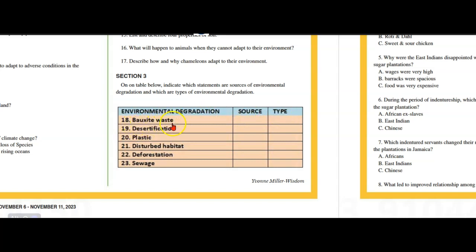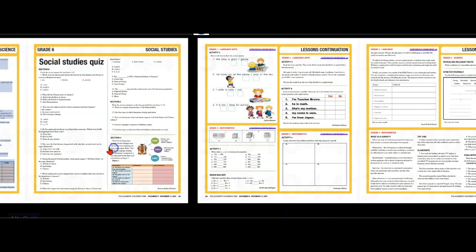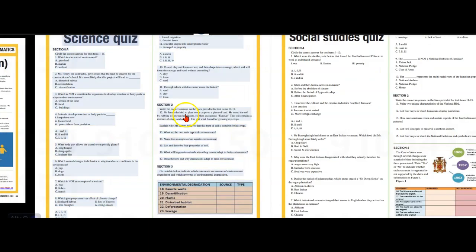Bauxite waste. Desertification. Plastic. Disturbed habitat. Deforestation. And 23, sewage.